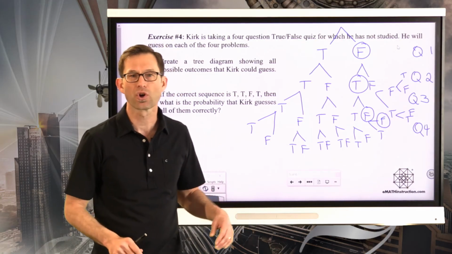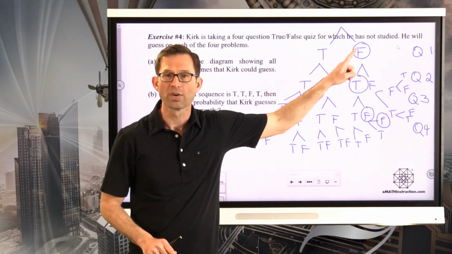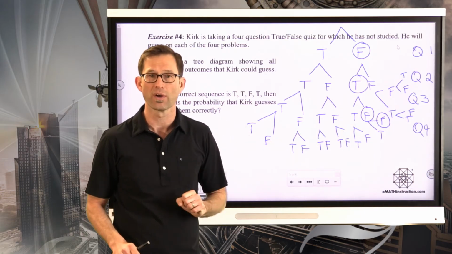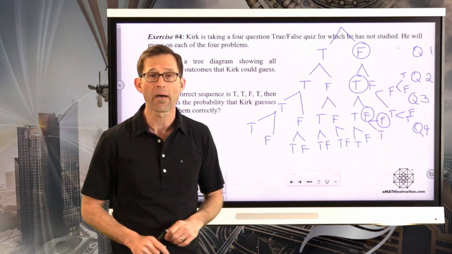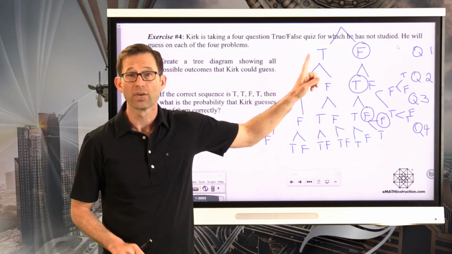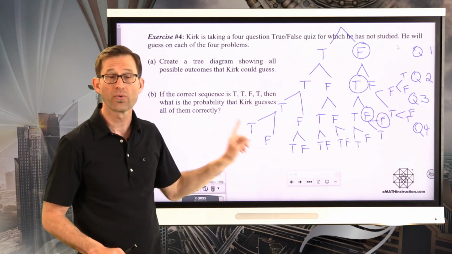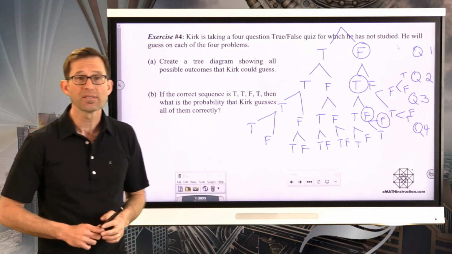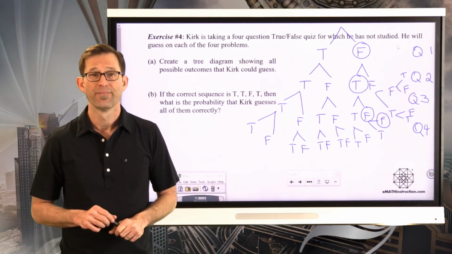That path represents Kirk guessing false on the first question, true on the second question, false on the third question, and false on the fourth question. That's simply that path. I could guess true, true, true, and true. I could do all of that. Now, let's take a look at letter B.